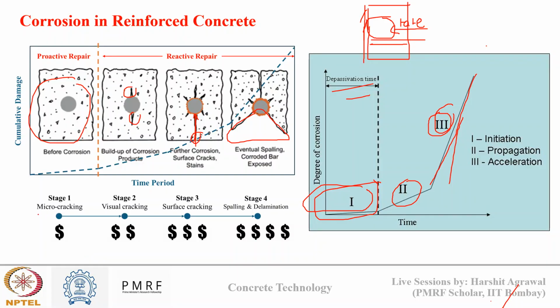So if we delay the repair of a corroded sample, the cost of repair will also increase subsequently. You can see initially, if we repair the concrete against corrosion, the cost will be low. However, after spalling or delamination, the cost will be much higher compared to initial. So that's why corrosion is a very time sensitive process, and the earlier we detect it, the better it will be to take care of it.